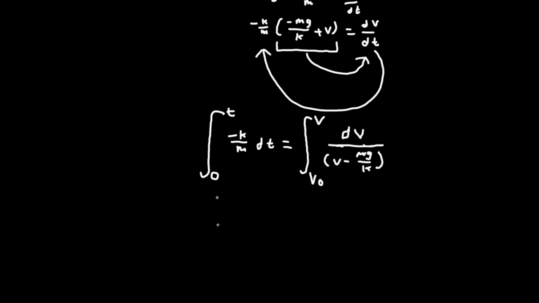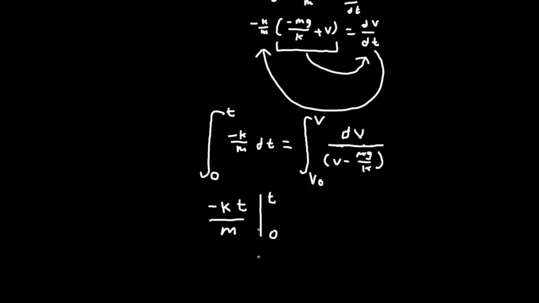So let's start with this side, because this side's going to be much easier. As previously stated, all we have to do is have this t pop out of there, and then 0 to t.